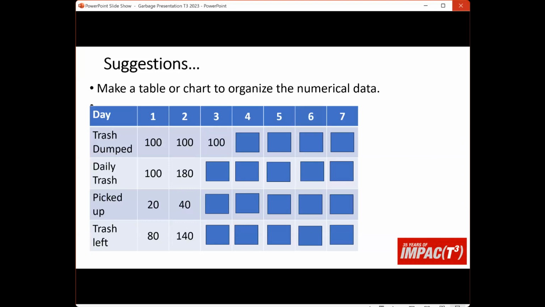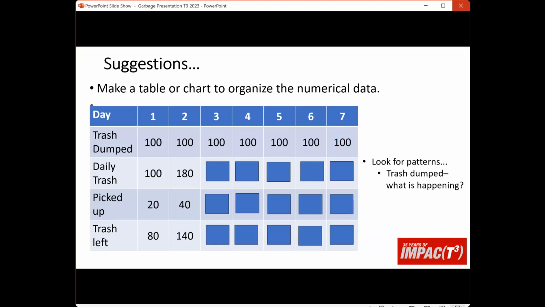And at this point, I think this part of the chart's going to be pretty easy to fill up, because you were looking for patterns, and the trash dumped every day is still going to be 100, right? So let's just fill up that part. Now, the daily trash on day 3 is the total of the trash left at 100. So that's going to be 240. But we've got 3 people on day 3, and they're going to pick up 20 pounds each. So that's 60 pounds. That means they're going to leave 240 minus 60 is 180 pounds of garbage.